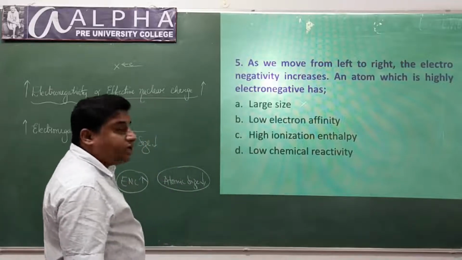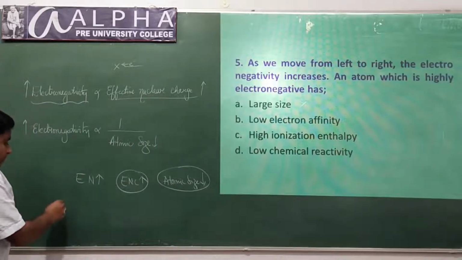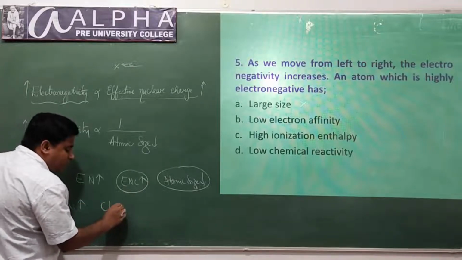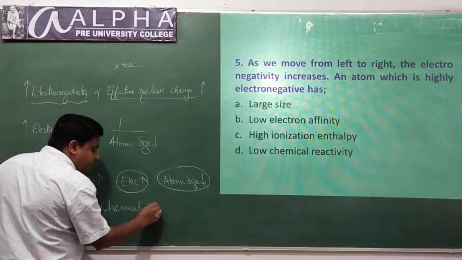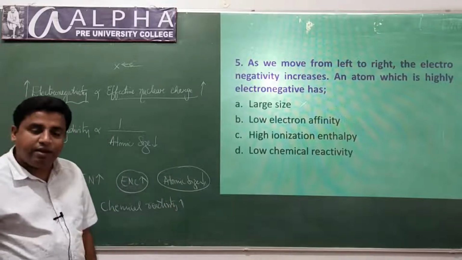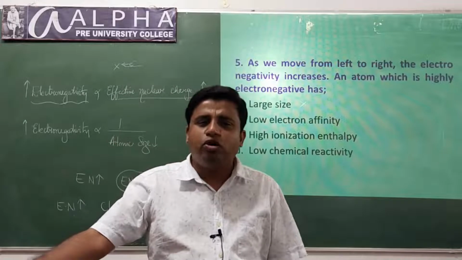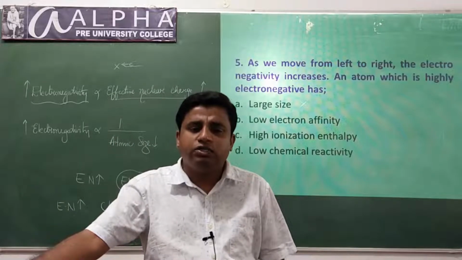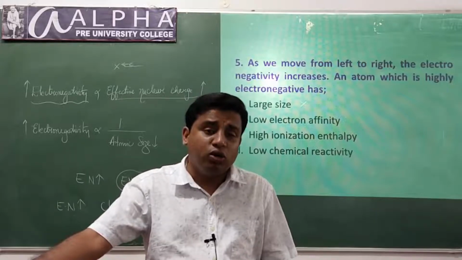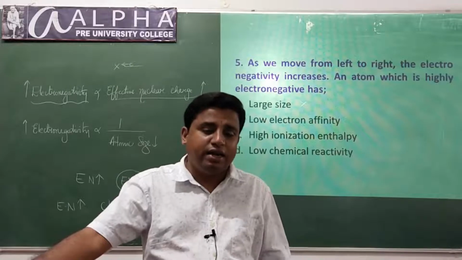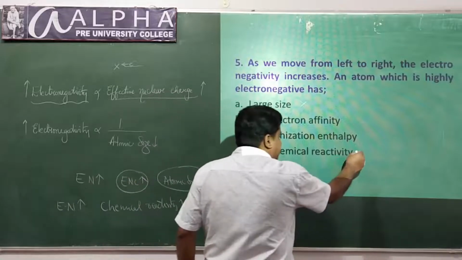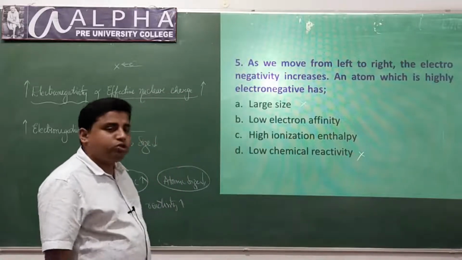And remember one thing more. If electronegativity is more, chemical reactivity is going to be more. That means highly electronegative elements are highly chemically reactive. For example, halogens, fluorine, chlorine, bromine and iodine, all are highly electronegative elements. They are also highly reactive elements. Therefore, option D also cannot be the answer.